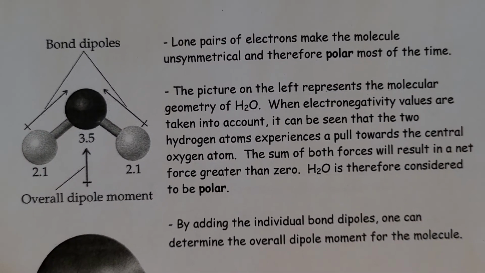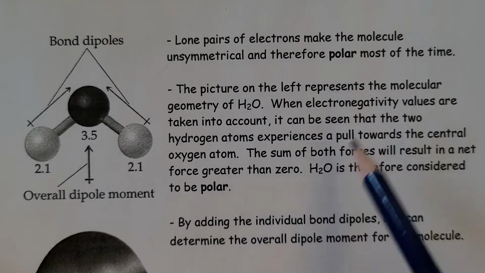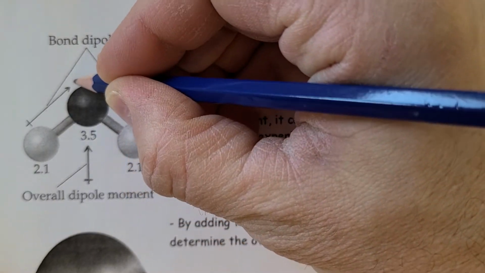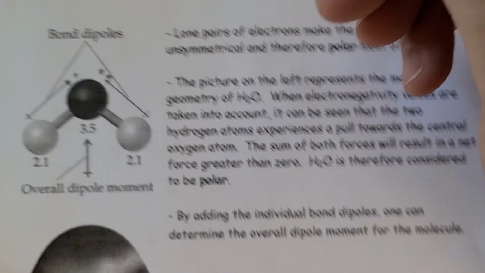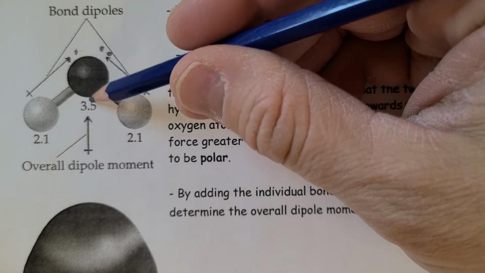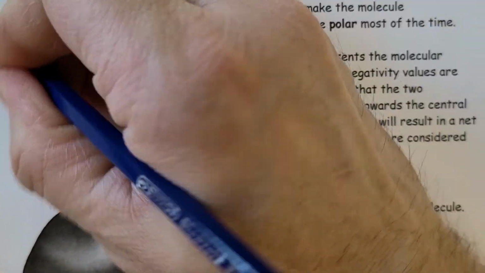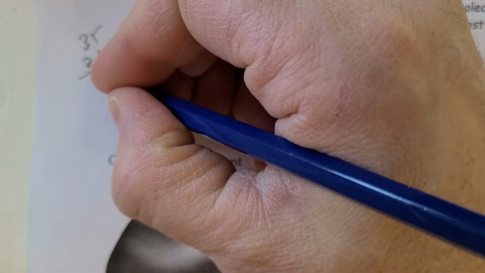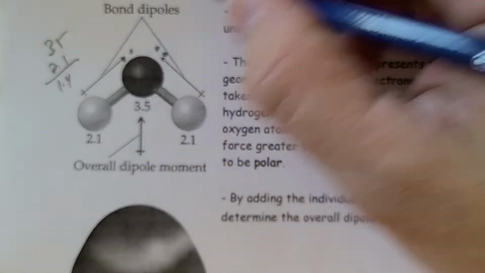If we look at a water molecule, here we go. Lone pairs of electrons make the molecule unsymmetrical, therefore polar. So if we have electrons that are non-paired, such as in this case, this could be water, that indicates that it may not be symmetrical. The picture on the left represents water, and of course oxygen has an electronegativity of 3.5, hydrogen is 2.1. If we subtract those two, we get 1.4. That's going to make it covalent, but with unequal sharing, right?